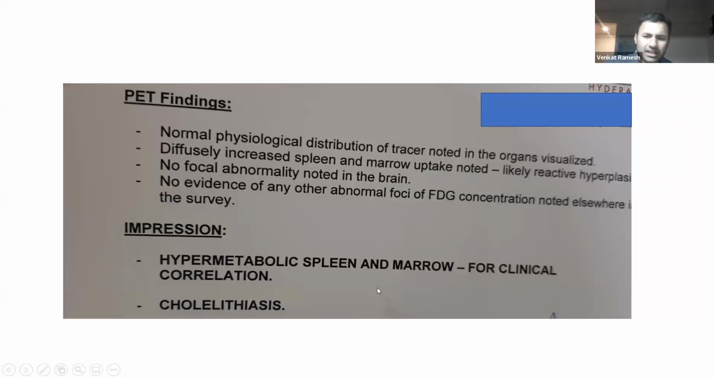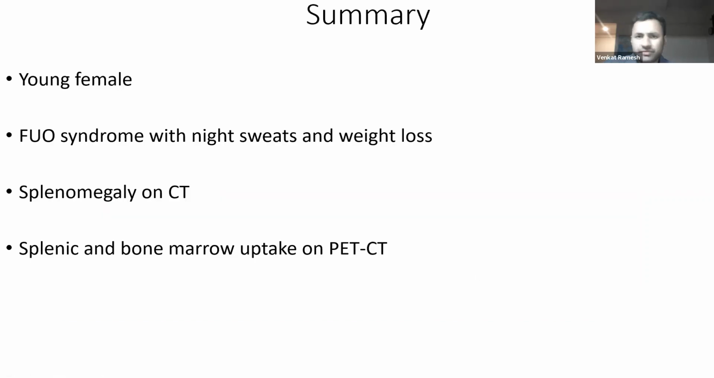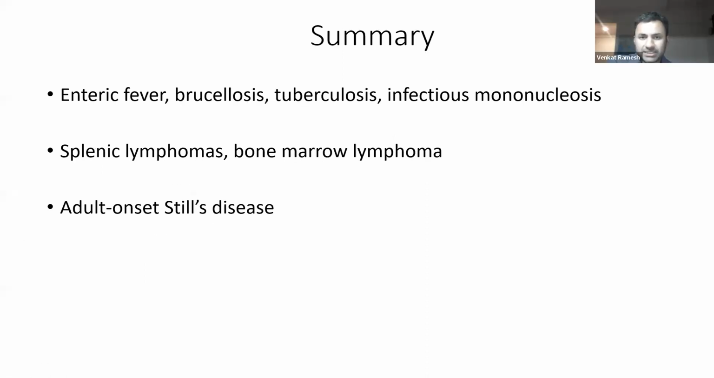So this also helps us in a way, because in patients with pyrexia of unknown origin, this kind of finding, where disease or uptake has been limited to the spleen and marrow, is useful, because then your lymph node pathologies to a certain extent are excluded. So this is a young female with fever of unknown origin with night sweats and weight loss, splenomegaly on CT, and splenic and bone marrow uptake on whole body PET-CT.